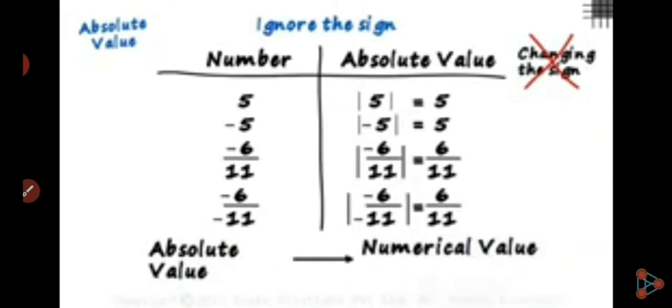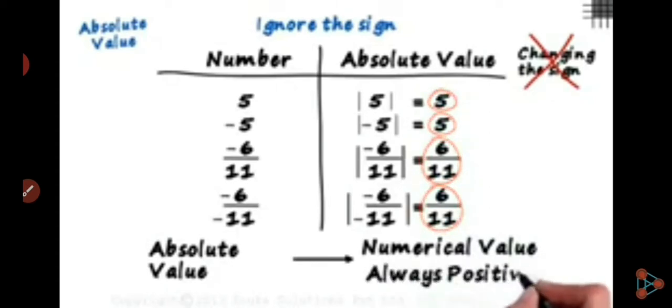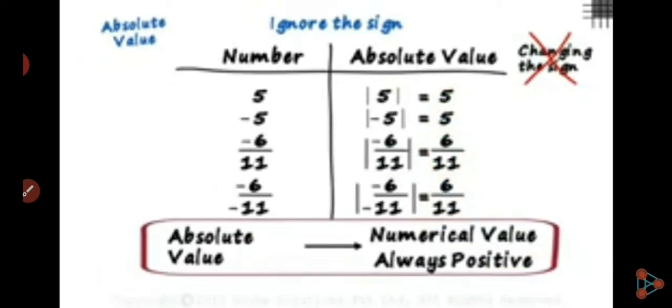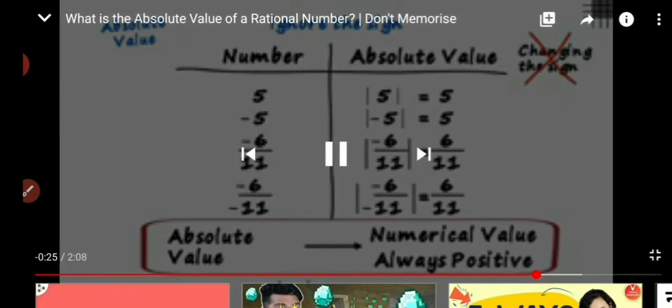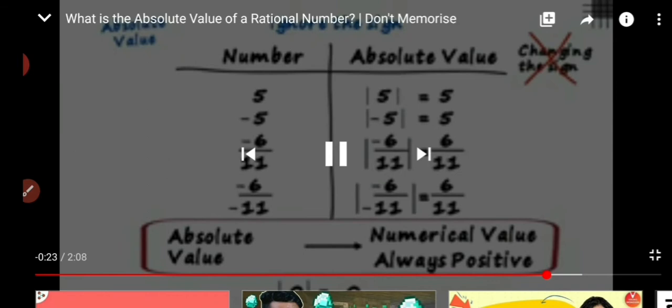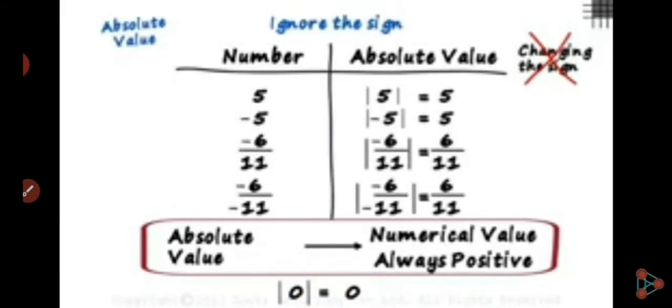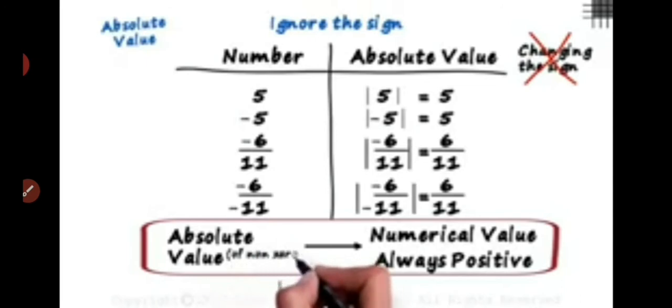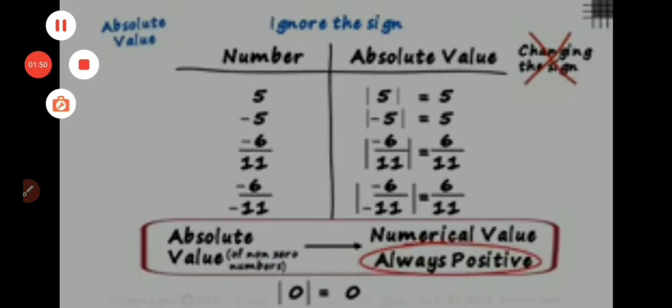And observe the answers of the absolute value. They're always positive. So is this always true? What's the absolute value of 0? Well, it's 0 and it's not positive. I think we need to modify what we said earlier. We should correctly say that the absolute value of non-zero numbers is always positive.